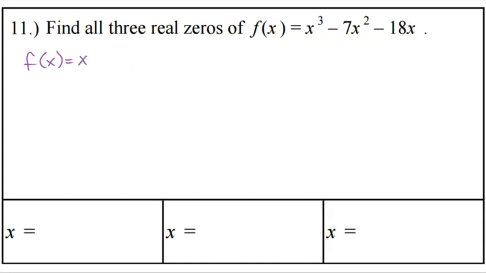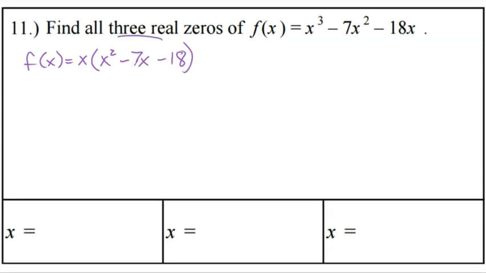So we're going to make an x, then we're going to open a parenthesis, and x to the third divided by x is x squared. And then negative 7x squared divided by x is negative 7x, and then negative 18x divided by x is just negative 18. Okay? And so what we now have is we factored out an x, so that's going to give us one of our zeros, and then the other two zeros are going to come from in here. And you can see there are 1, 2, 3 x's, three real zeros.